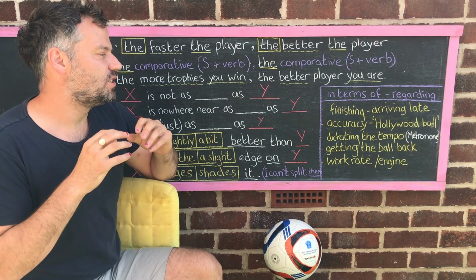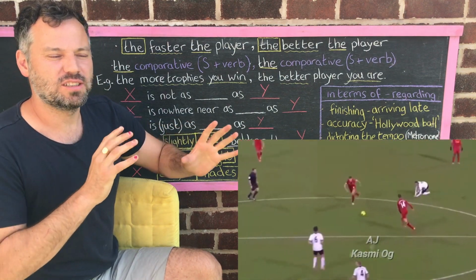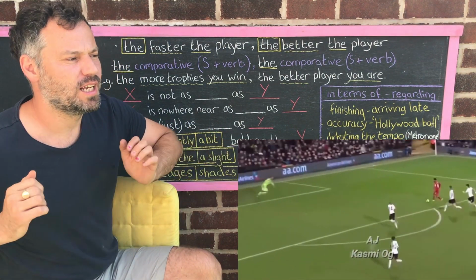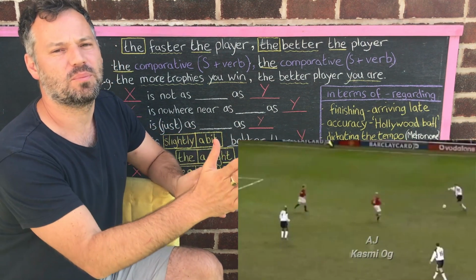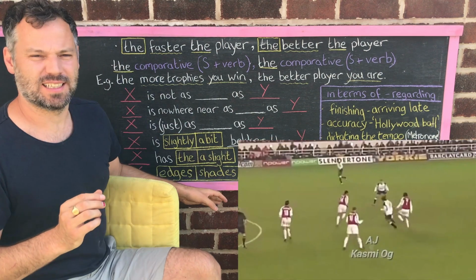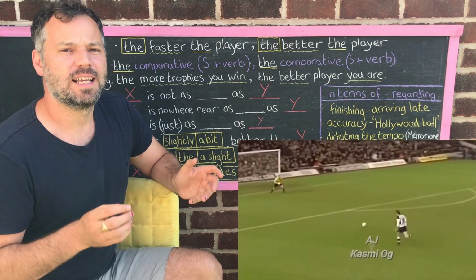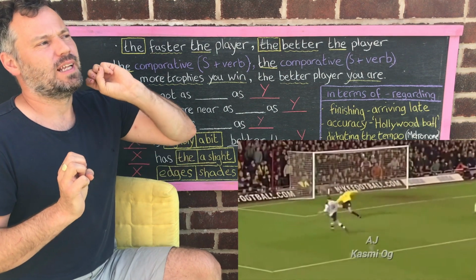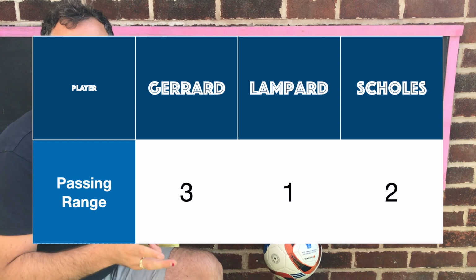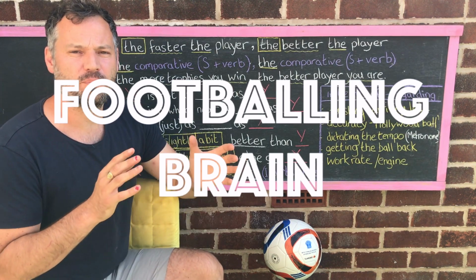But I think Gerrard has the best passing range. He can hit all different kinds of passes, the outside of his foot, his left foot, strike through the ball, fade the ball. So for me, Gerrard edges it, I think. Frank Lampard was not known for his passing, so I'm going to give Gerrard 3 points, Scholes 2 points, and Lampard 1 point. The third category is football brain.